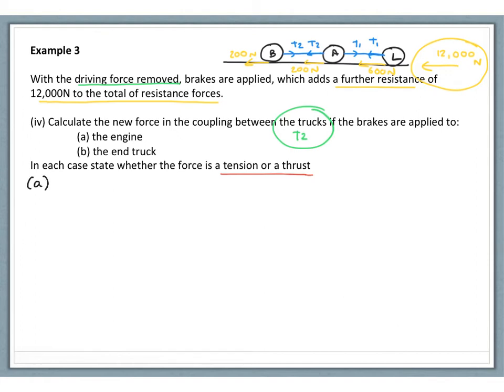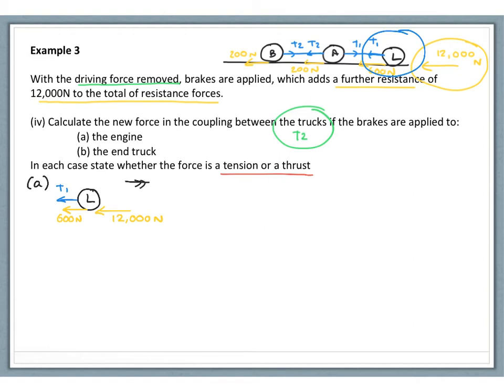So I'm now going to look at this locomotive on its own in a little bit more detail, and let's draw on the forces acting on the locomotive. So we'll just zone in on this locomotive. There's going to be a tension force T1 in the tow bar, like that, and there is an individual resistance of 600 newtons, but then we know the braking force is applied to the engine, which means that's 12,000 newtons as well, like that.